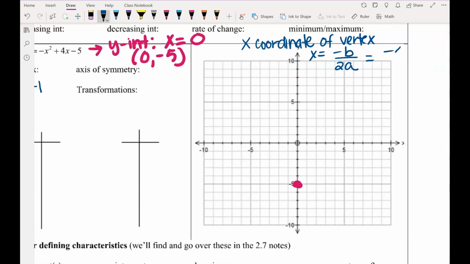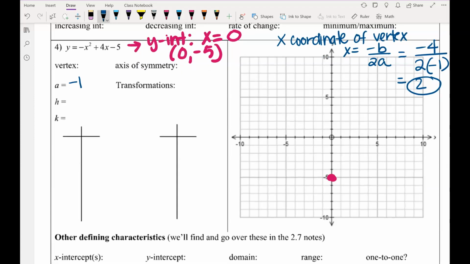So it's going to be negative 4, right, students? Divided by 2 times. We just got done listing our a. What's our a value? Negative 1. So negative 4 divided by negative 2. The x-coordinate of the vertex is 2. All right, that goes where? H or K? H. How do we get K? Plug it in. All right, let's go. We're going to plug it in. Y equals, we know H is 2, so the negative's in the front. Quantity squared 2 plus 4 times 2 minus 5.